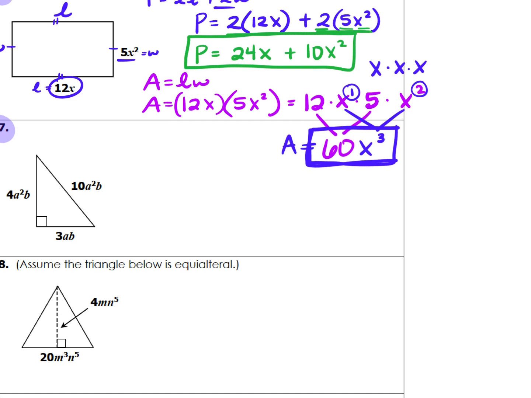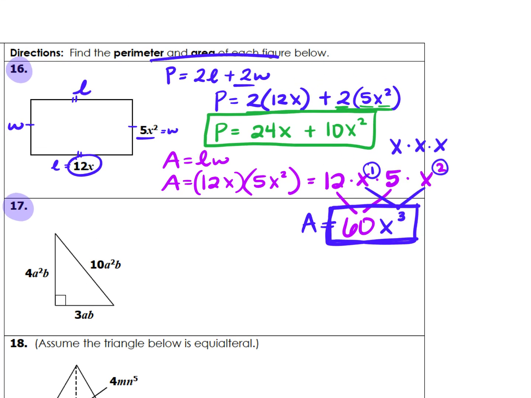Okay, so perimeter is 2L plus 2W. Area is length times width. Notice you get two very different answers here. So just take your time, think about, am I allowed to do the thing that seems like the next thing to do?